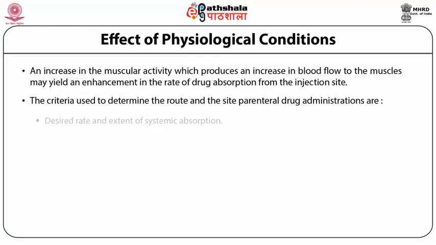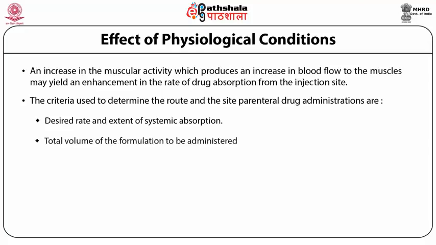The first one is the desired rate and extent of systemic absorption. It has to be totally understood what the intention of delivering that parenteral controlled formulation is, and what the rate and extent is to which the formulation is expected to deliver the drug. The patient disease state will be the best determinant of this type of behavior and choice of the drug delivery system.